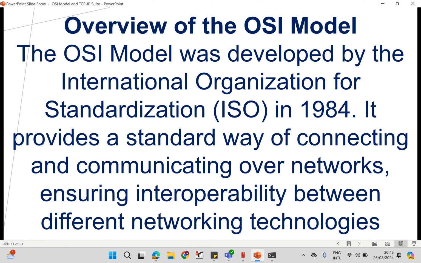But the OSI model is what helps everybody to now say, okay, if you are designing your printer, for instance, and the printer is supposed to operate at layer 1 or layer 2, you ensure that once you design it, every printer must be in that same layer. So the OSI model brings a standard for every vendor, every technology, and networking device to operate at a particular level.